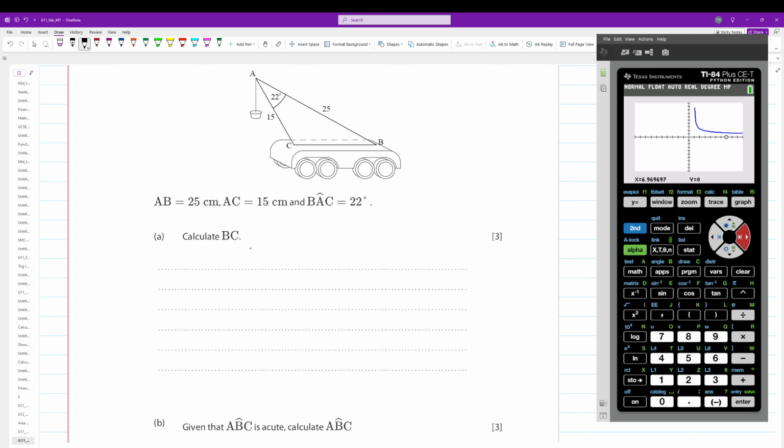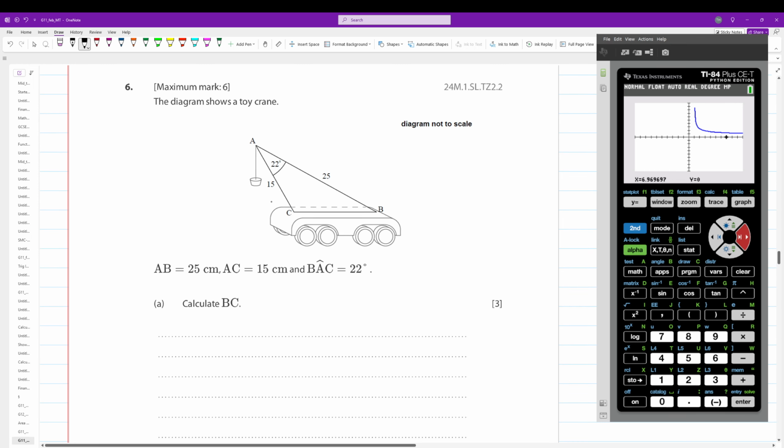BC, I would like to find this length here. Might be worth loading into our common sense what I'm expecting here. I'm expecting this to be smaller than 25 because 25 is clearly the longest side. Just have a look, it makes sense, that's the longest one. So I'm expecting a value that's smaller than 25. Cool.